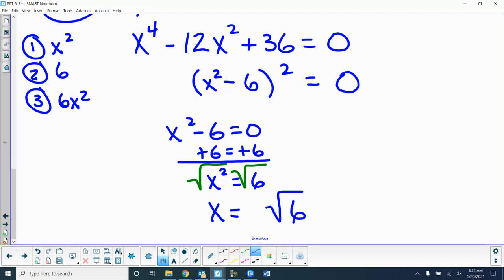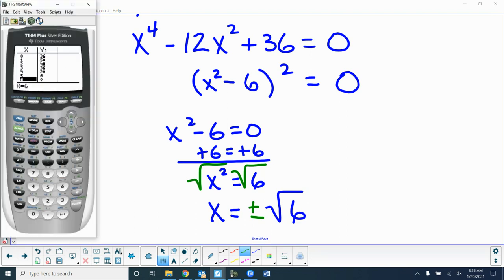But what are we supposed to remember? Plus or minus. And each one of those works how many times? Twice. So positive square root of 6 and negative square root of 6 has a multiplicity of 2. So if I graph it, I'll go ahead and graph it just to show you what's going to happen at positive square root of 6 and negative square root of 6 when you look at that graph. It's going to bounce.